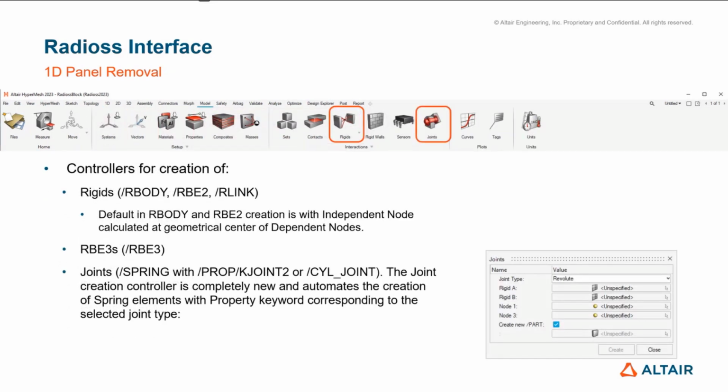Similarly, inside the model ribbons you have access to rigids like rbody, RB2, rlink, and RB3s, as well as the joints. For the joints, it's actually a completely new tool that has been implemented, not just an equivalent tool as in the panel. The new joint tool automates the complete creation of the joints for Radioss. Depending on the selected joint type, it creates the corresponding spring elements with the corresponding property, K-joint2, and the links to the selected rigid bodies.